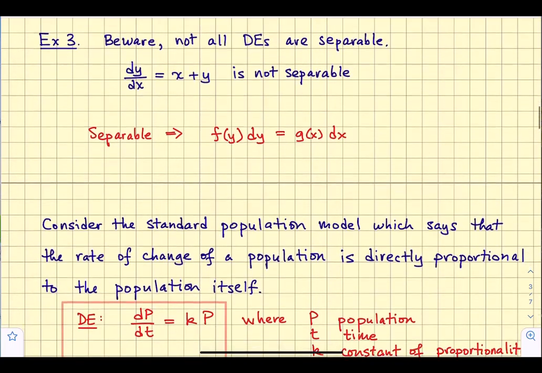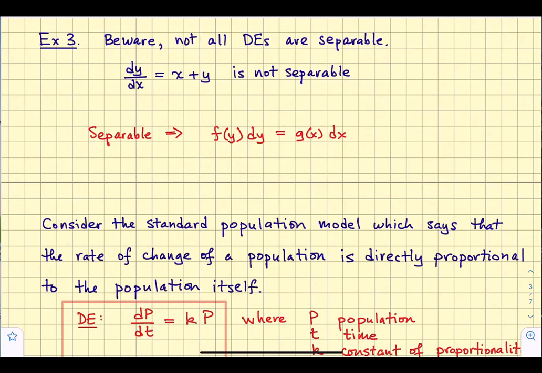You can see why it's called that. We separated the variables multiplicatively, and then we anti-differentiated both sides. But beware, not all differential equations are separable. For example, this relatively tame-looking differential equation, dy over dx equals x plus y, is not separable.